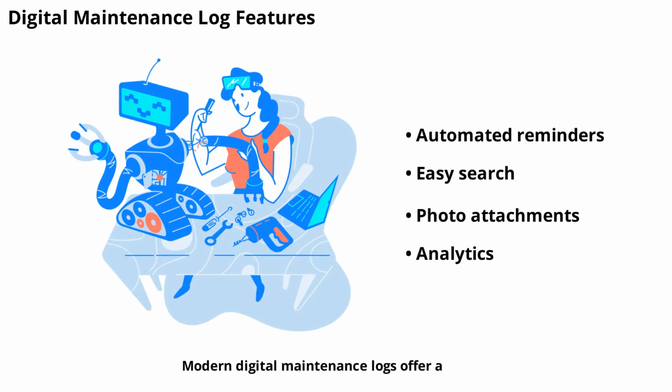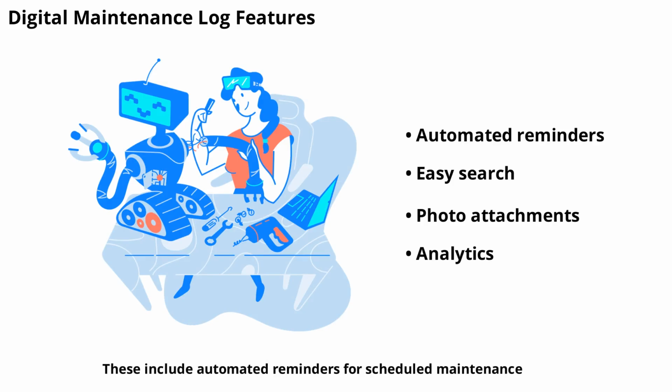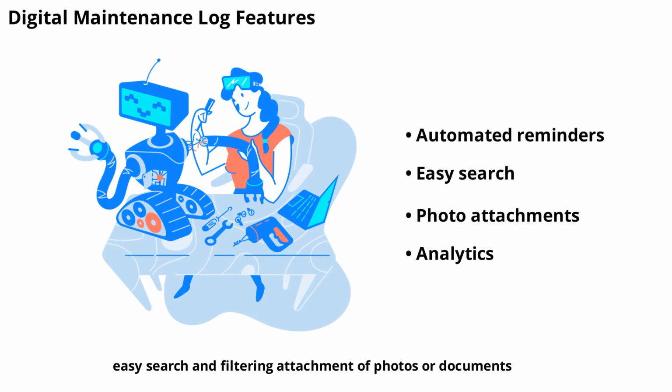Modern digital maintenance logs offer a range of features to simplify record keeping. These include automated reminders for scheduled maintenance, easy search and filtering, attachment of photos or documents, and integration with other management systems. Some platforms even provide analytics to help you spot trends and optimize your maintenance strategy.